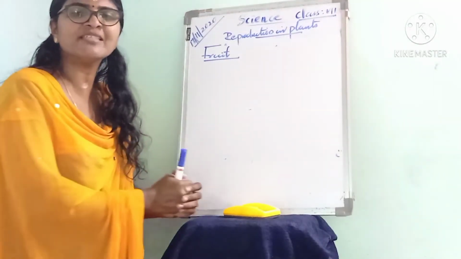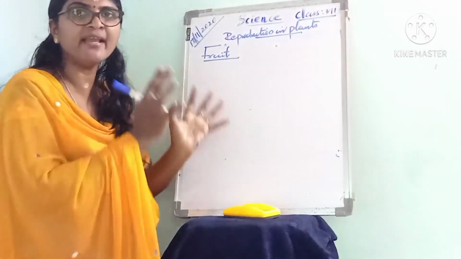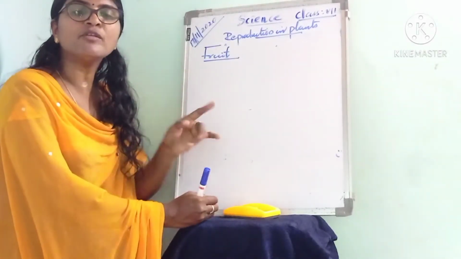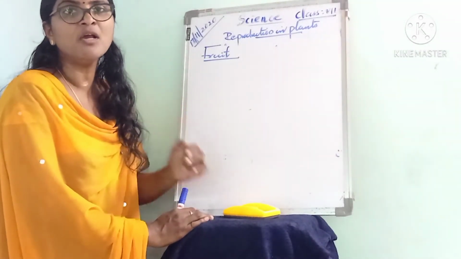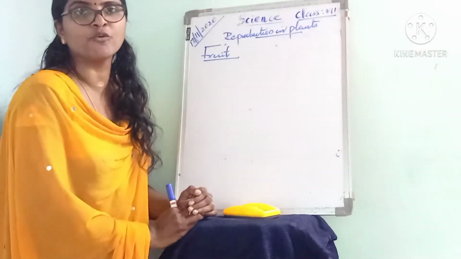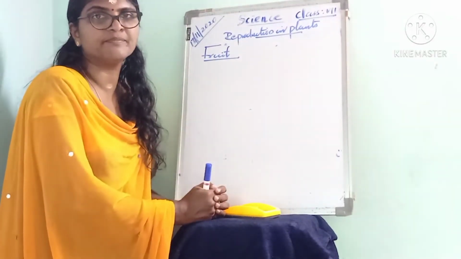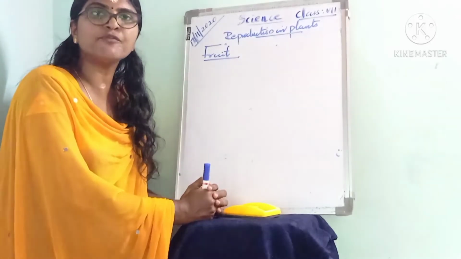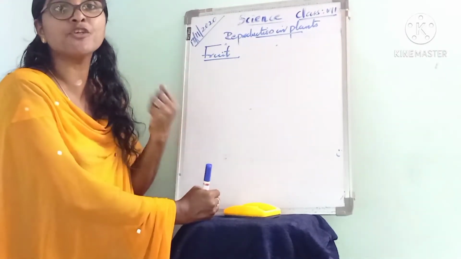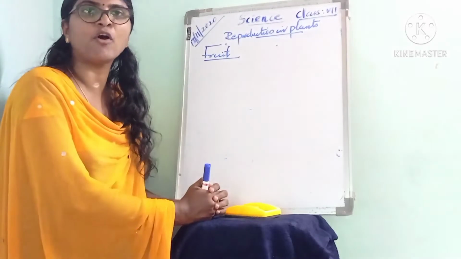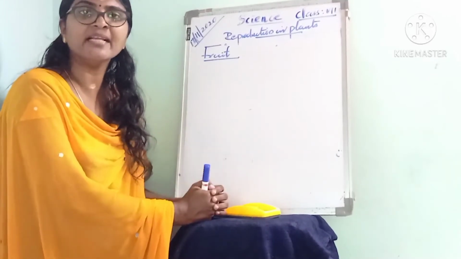After fertilization, the ovary begins to grow in size. Then the outer wall of the ovary becomes very thick and forms the fruit. Then the petals and stamens dry and fall off.